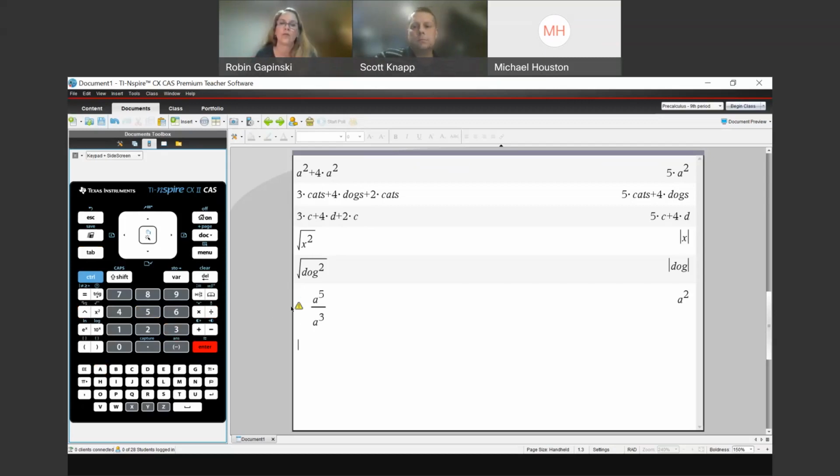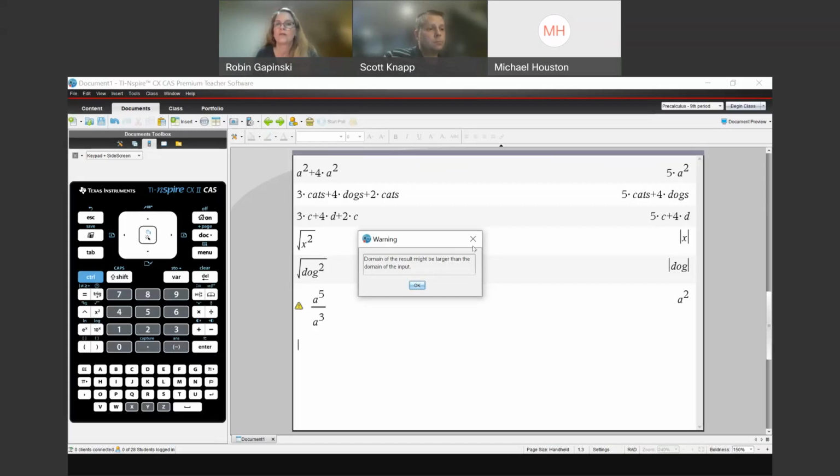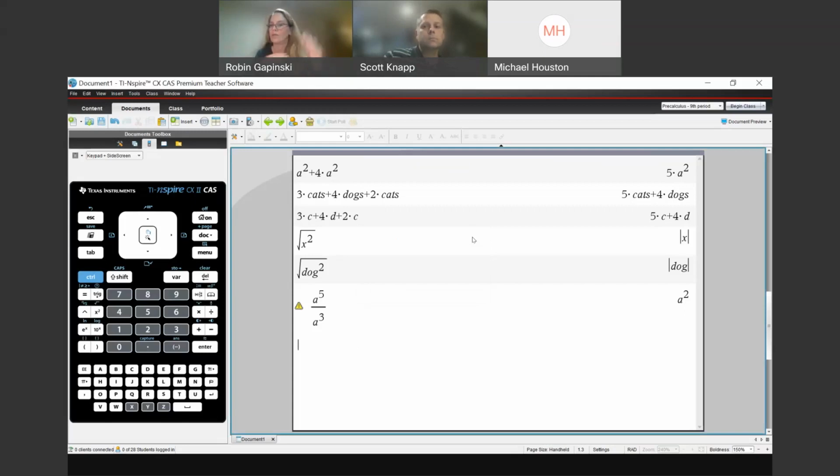If you hover over this explanation symbol, it'll tell you that the domain of the result might be larger than the domain of the input. And you can talk with your students, what does that mean? There are all kinds of symbolic notations that will come up on your screen that you're going to want to address, and things that the kids will naturally stumble upon, and it'll provide a great conversation for you to have with them.